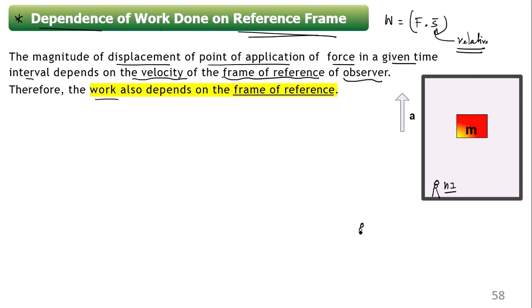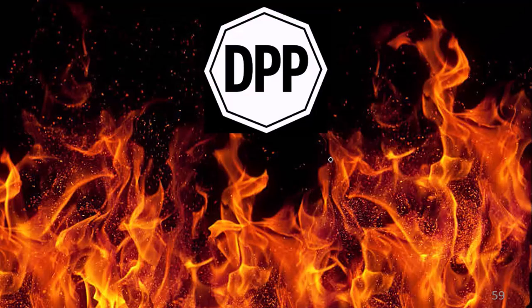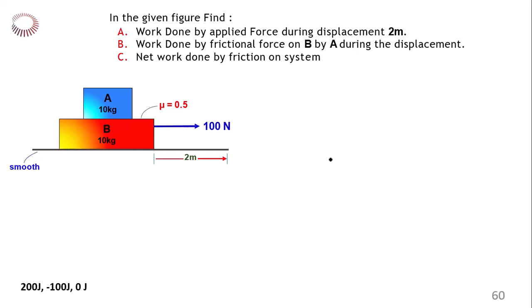If I place myself outside, outside means inertial frame. In the inertial frame, I am calculating the work done and further I have to calculate the displacement. If I am inside the non-inertial frame, then the effect of pseudo force will come and because of that the displacement is also going to change. So let us do some situations over here.